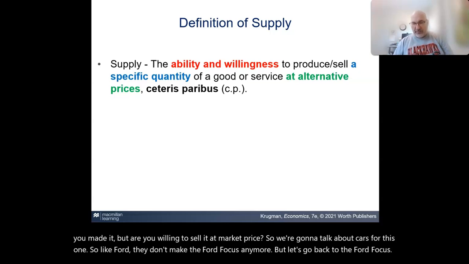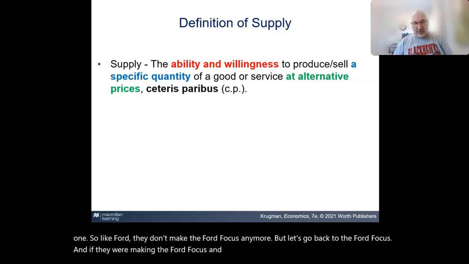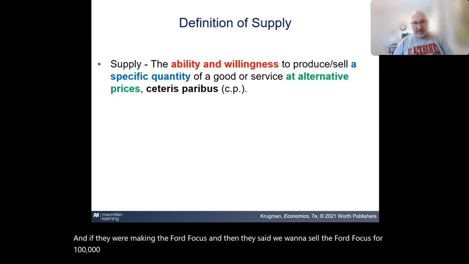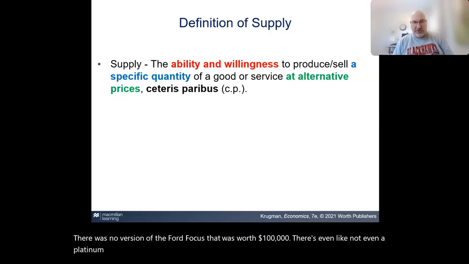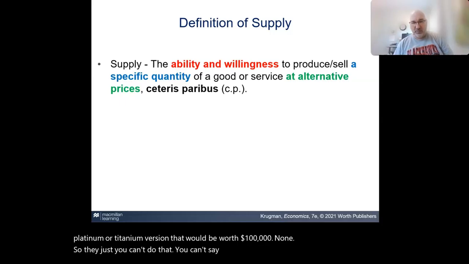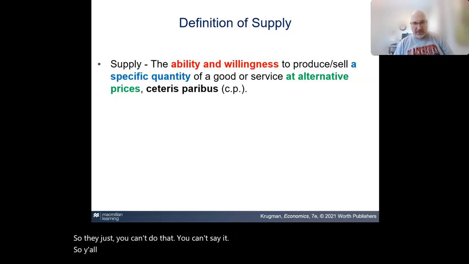And if they were making the Ford Focus and then they said, we want to sell the Ford Focus for $100,000, there was no version of the Ford Focus that was worth $100,000. There's not even a platinum or titanium version that would be worth $100,000. None. So you can't do that. You can't say it. So they just have to get off of that one.